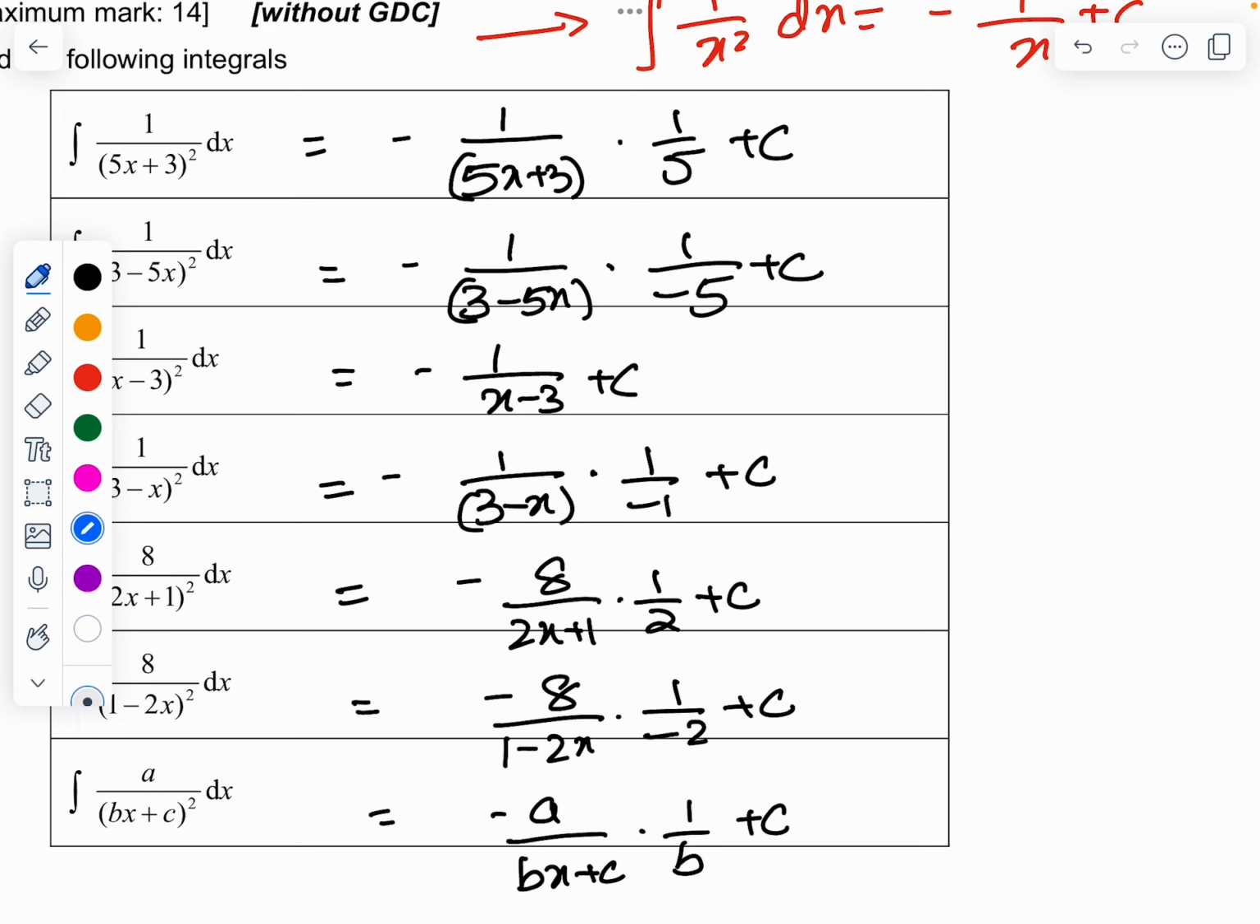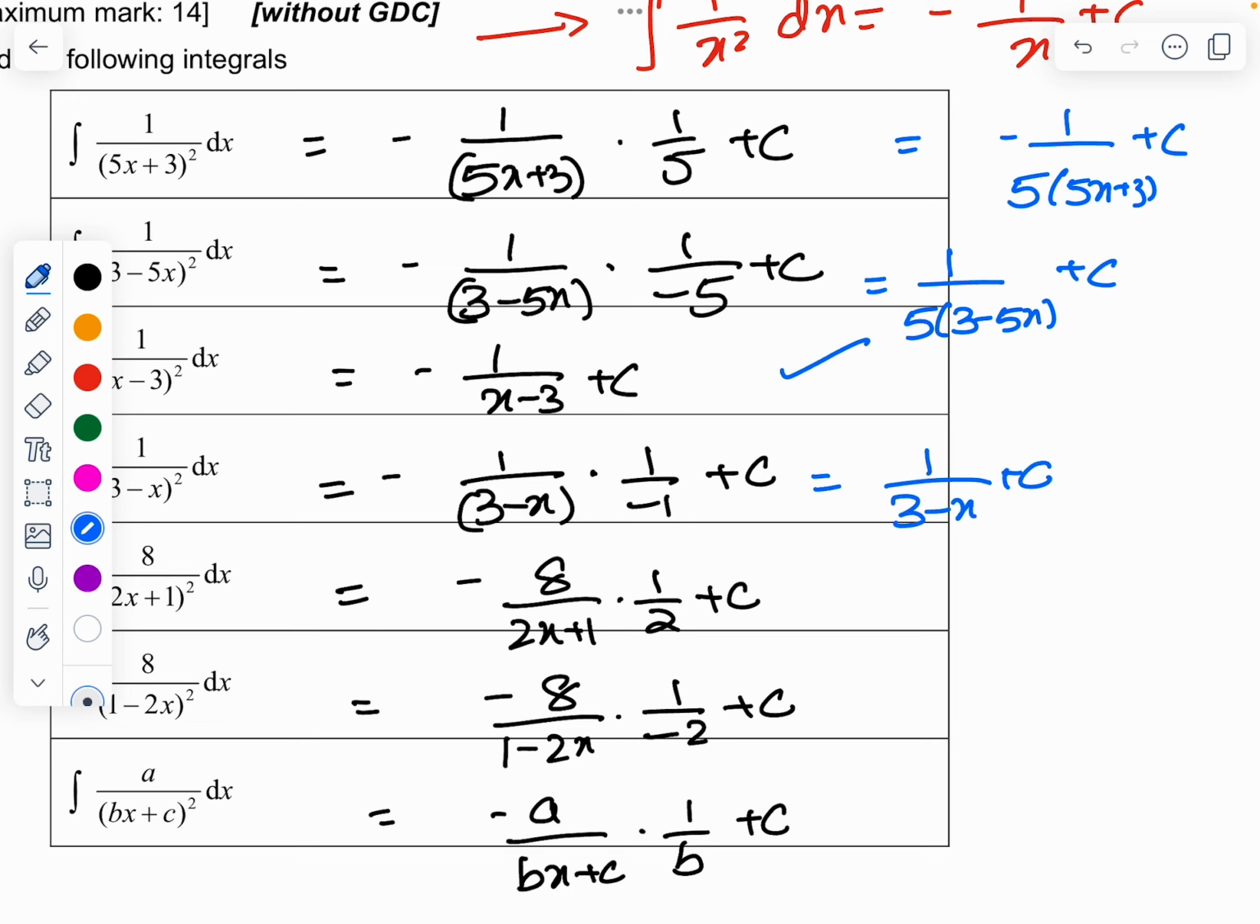In all these cases, you can further simplify. It becomes minus 1 upon 5 times 5x plus 3. Minus minus cancels, 5 times 3 minus 5x. This one no need to simplify. This becomes 1 upon 3 minus x plus c. This one will become minus 4 upon 2x plus 1 plus c. And this will become 4 upon 1 minus 2x plus c. And this will become minus a upon b times bx plus c plus k.